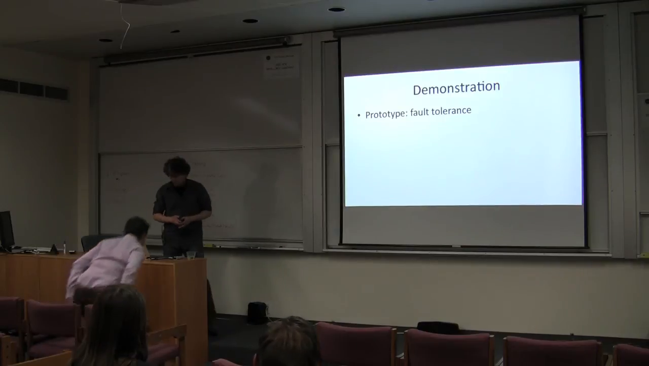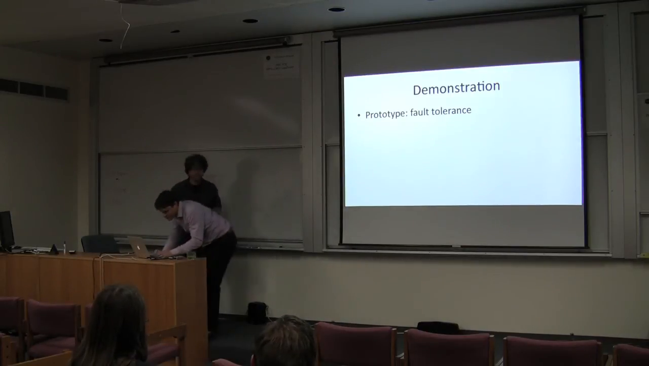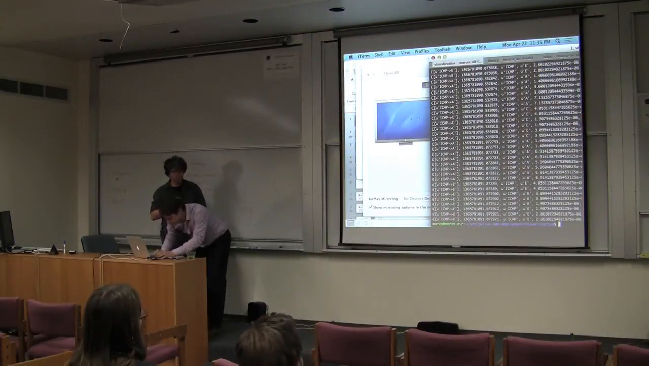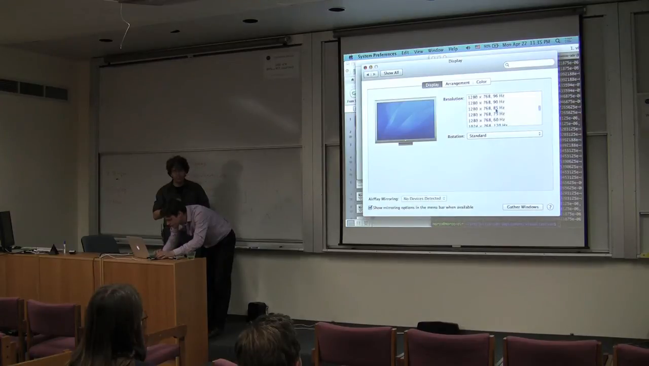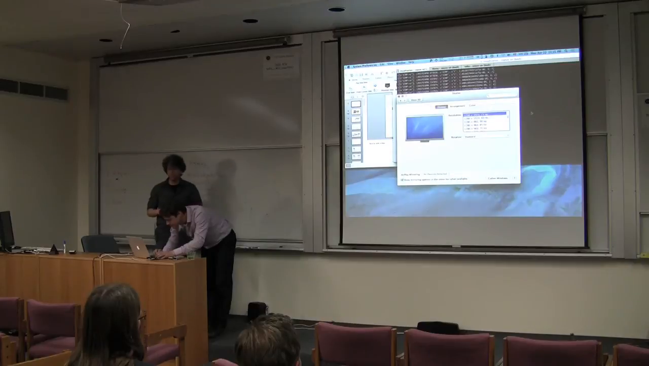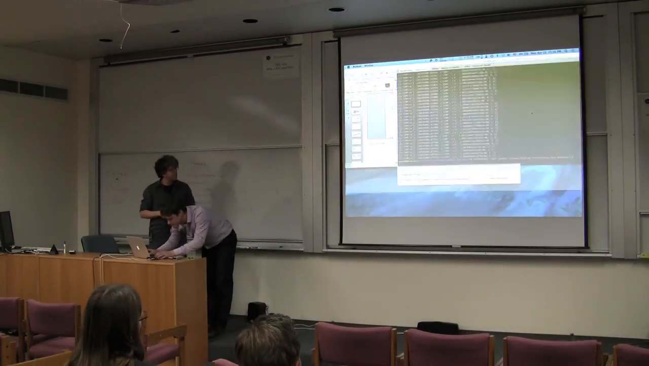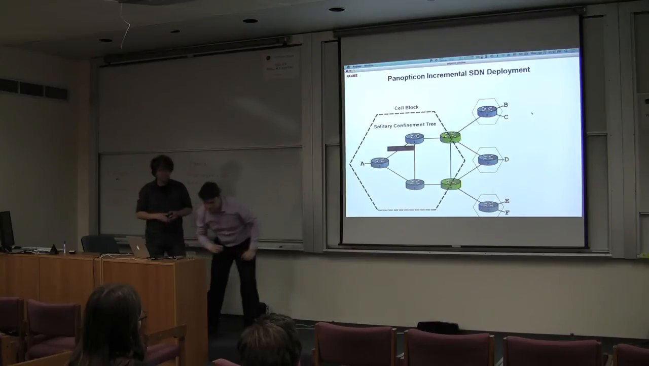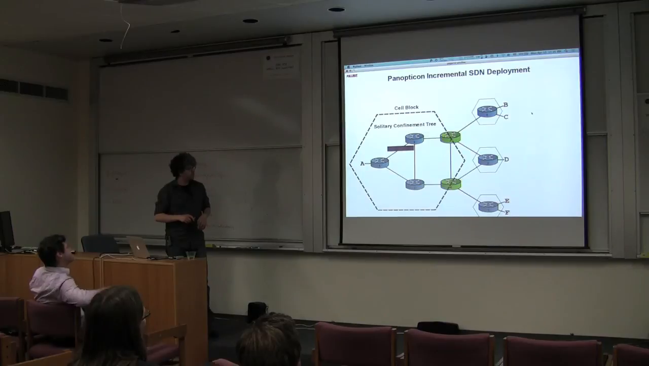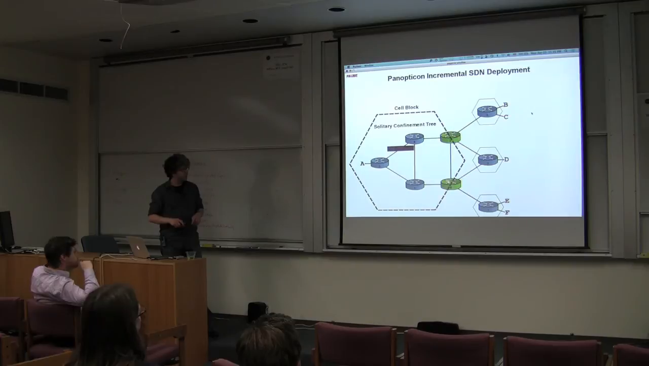So I'd like to just take a moment and illustrate a demo that's based on a prototype that we built, just to actually prove to ourselves that the mechanisms that we're describing here can be realized. So what I'm going to be showing is a packet level trace of the same kind of topology that we were looking at earlier. Within each of these cell blocks, we've built solitary confinement trees from every endpoint to the upgraded SDN switches.